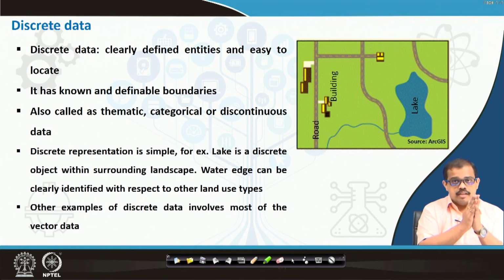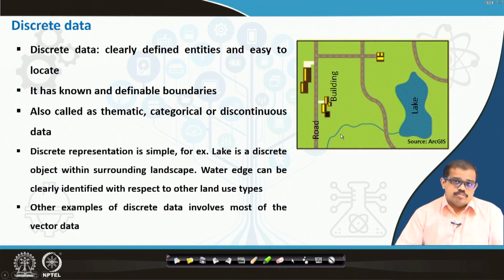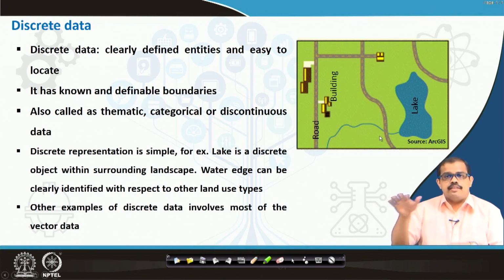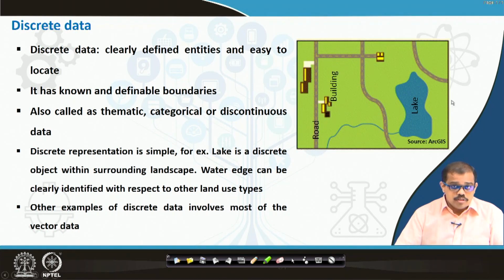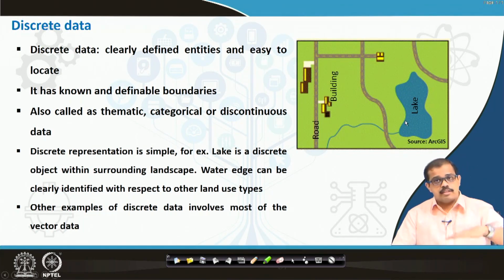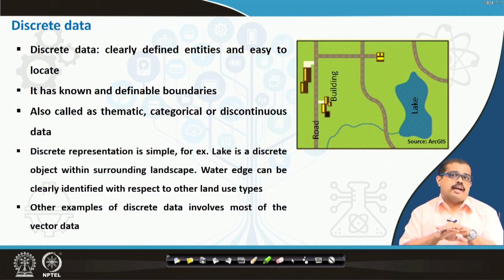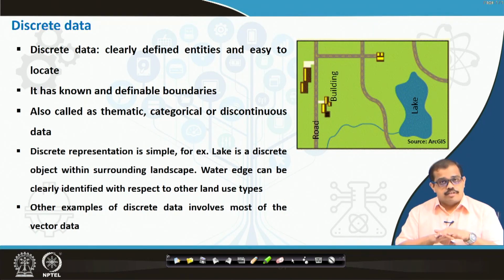Now, let us say I have this layer, and then I have an elevation layer or any other continuous layer put on it. Both of these layers represent different quantities. When you look at this lake, it is discrete data, but when you look at the elevation overlaid on it, it is completely continuous data. So GIS has the capability to handle both discrete and continuous data together.